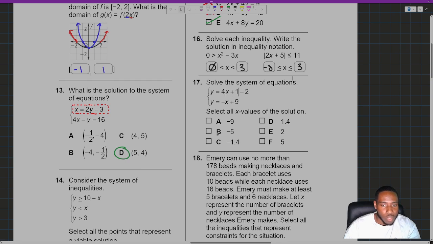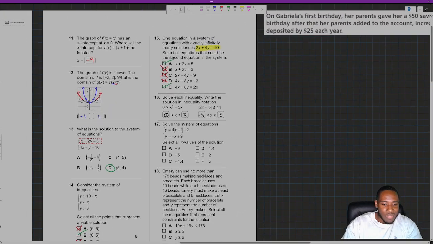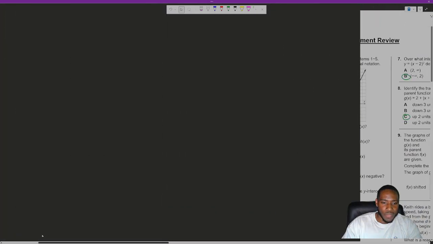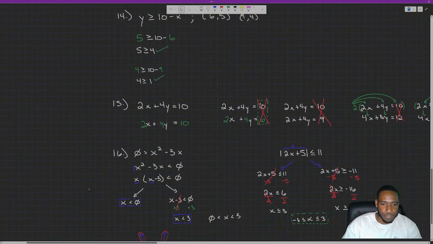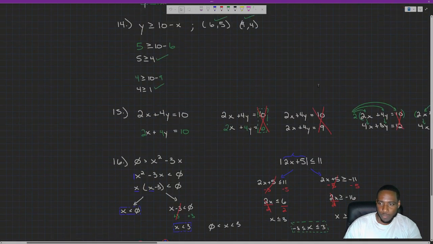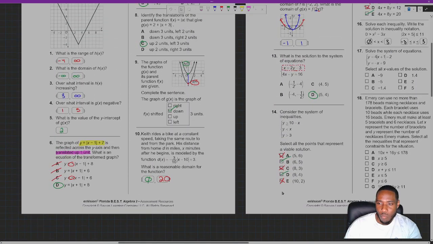Now we're almost done, so bear with me. Number 17 asks us to solve this system of equations, and this time we get the interesting combination of an absolute value, so a nonlinear function, and this linear function here. And when we have this situation, the thing we're going to do is set the equations equal to one another and then solve. So the two equations we're given are y equals 4 times the absolute value of x plus 1 minus 2.